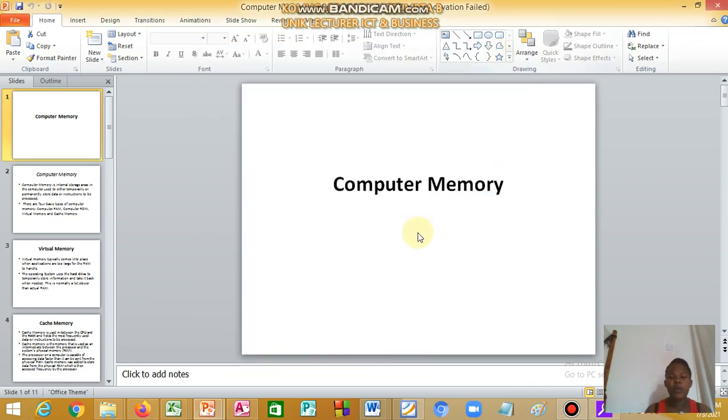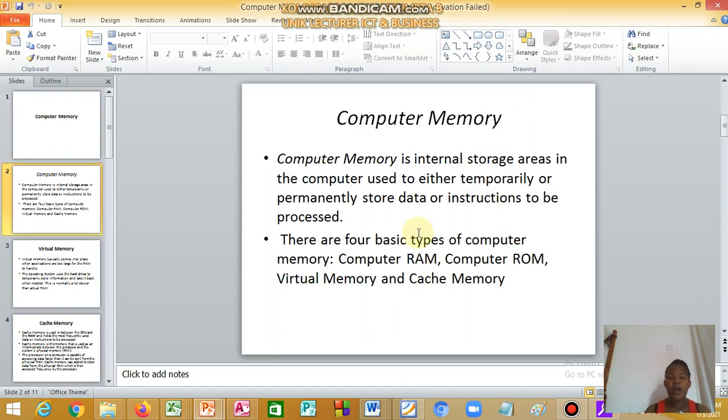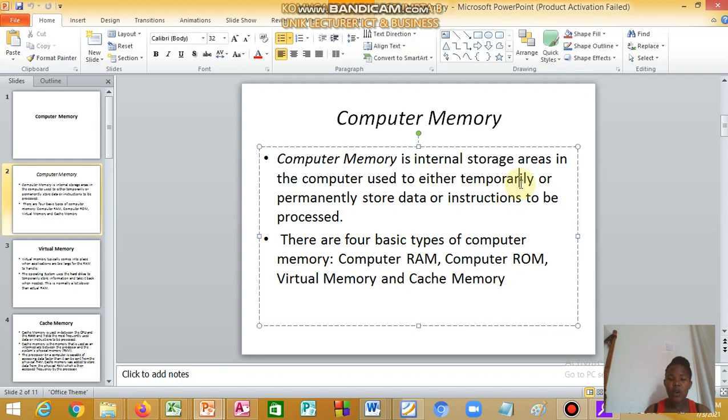We are looking at computer memory. Like you have your memory, you have your brain. So we are also going to look at computer memory. And computer memory is internal storage area in the computer, used to either temporarily or permanently store data or instructions to be processed.